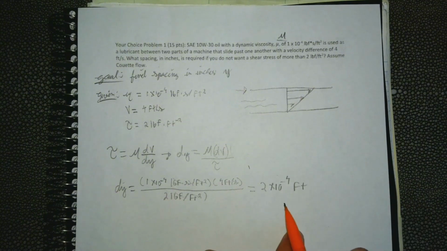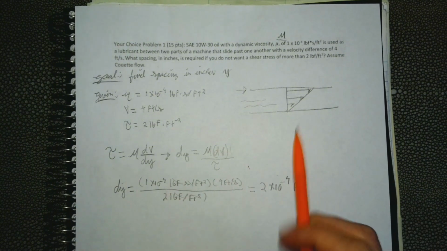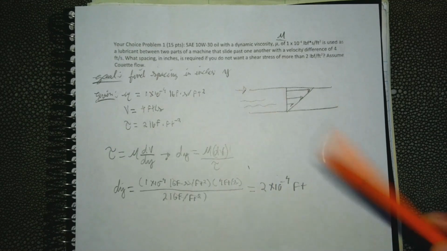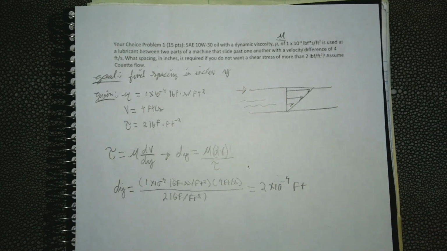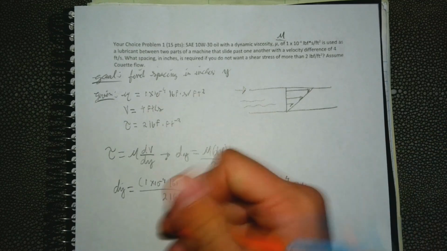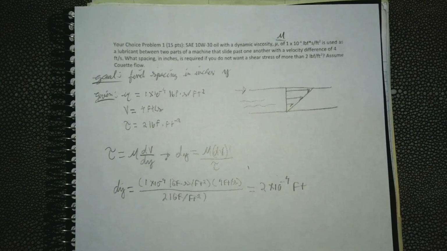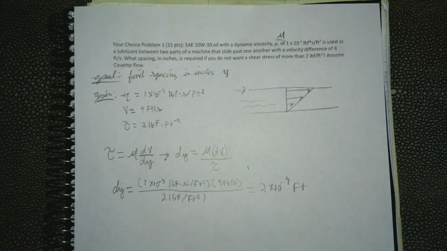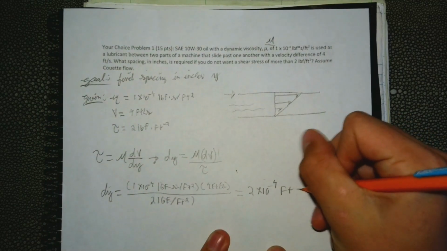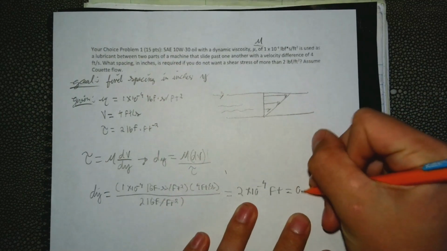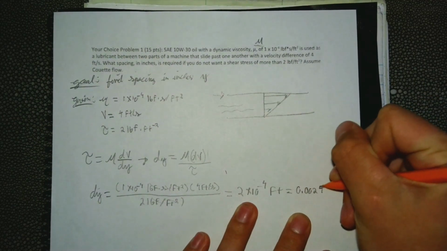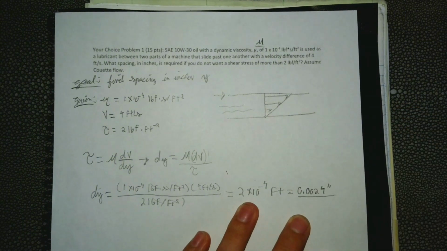So that's what the spacing is required if you don't want a shear stress of more than 2 pounds force per feet squared. But it wants the answer in inches, so we got to convert this. We know that to convert from feet to inches, you just multiply by 12, right? So you will get an answer of, and there you go.